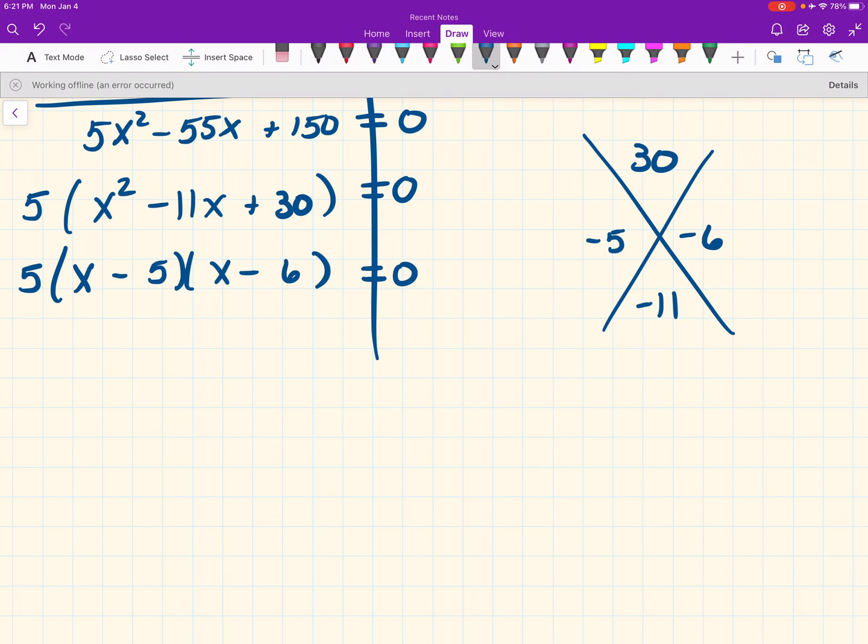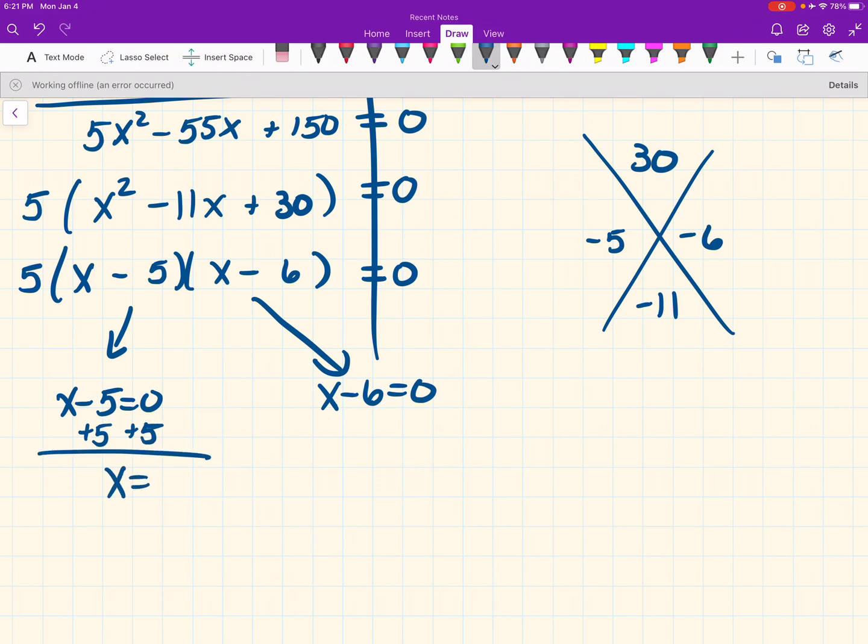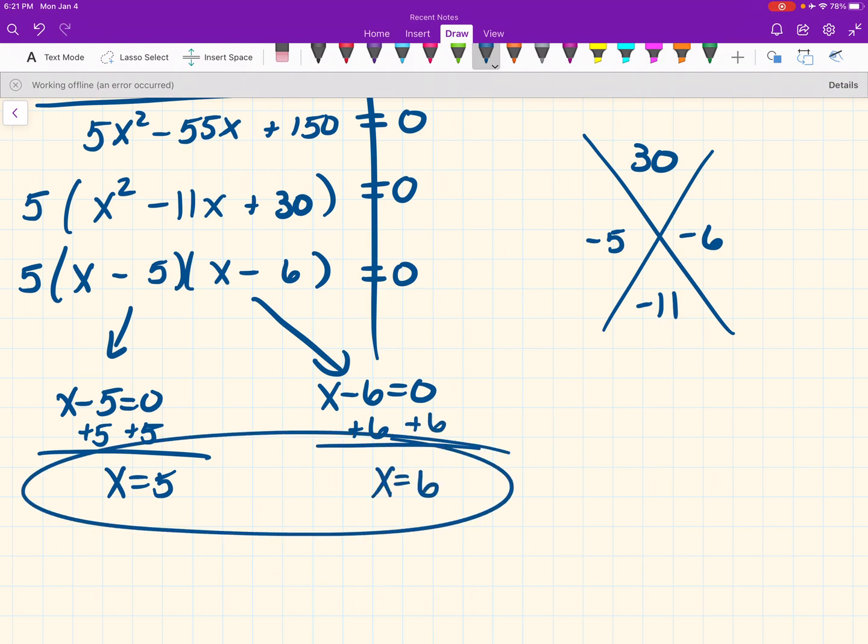Zero product property. x minus 5 equals 0. x minus 6 equals 0. So we add 5 to both sides. x equals 5. Add 6 to each side. x equals 6. Okay?